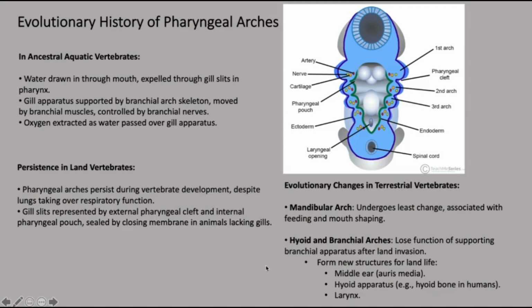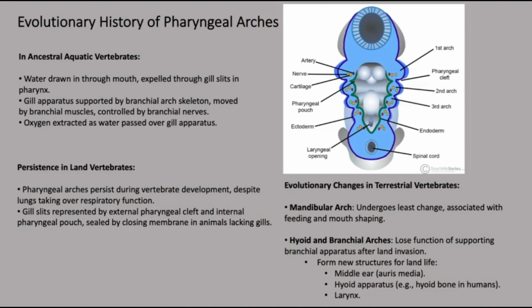Now, the arches have different names. The mandibular arch specifically would go through the least change, and this is the arch associated with eating. Now the hyoid and the branchial arches are going to form new structures. They're going to lose their other function, which was to support the gills, okay? Because in evolution, as we said, we're going to lose the gills and use the lungs instead.